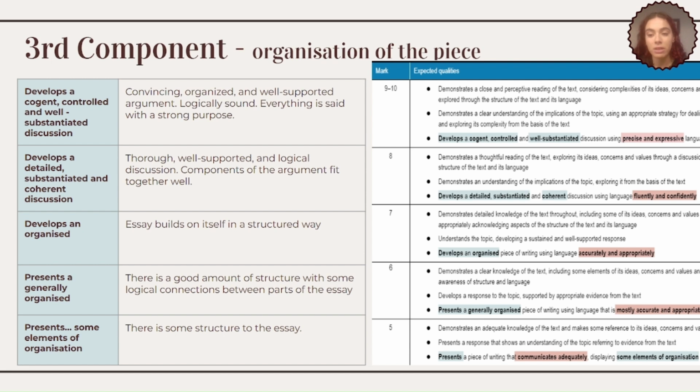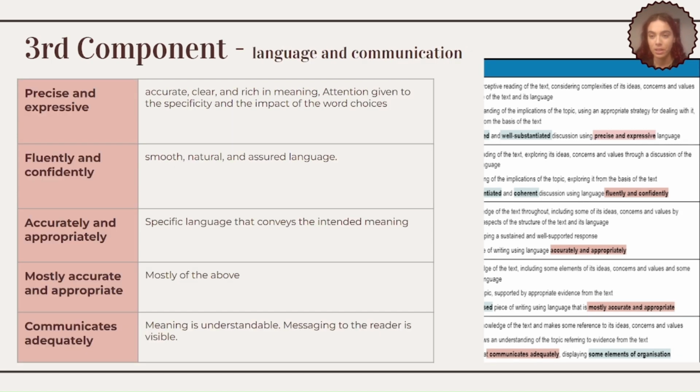Generally organized, good amount of structure. Right? There's logical paths between the structure of your essay. We're seeing how you're jumping from some stuff to stuff, but it's probably not as consistent and it's probably not as clear cut as some of the other parts. And then finally, there is some structure to your essay. There is perhaps an introduction, a paragraph, somewhat of a paragraph. There is connection between your sentences, etc.